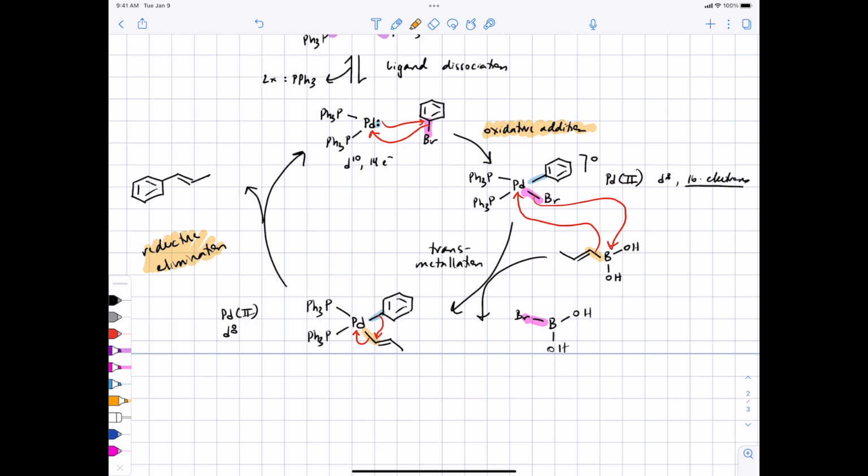Yeah. Just a couple questions. So after the transmetallation, is that a reversible process at all? Transmetallation, could it go backwards? I don't know. It's a good question. Others?